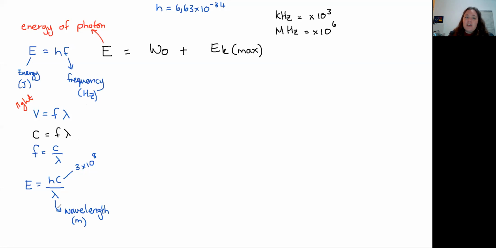So everything that I've done here in blue deals specifically with the energy of the photon. W naught is our work function. Now, the work function depends on the metal.